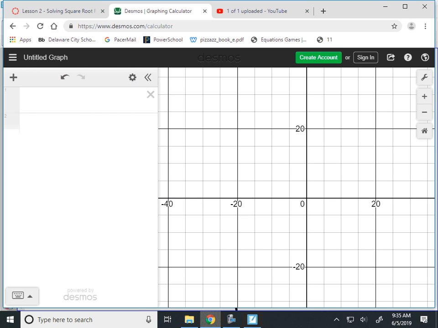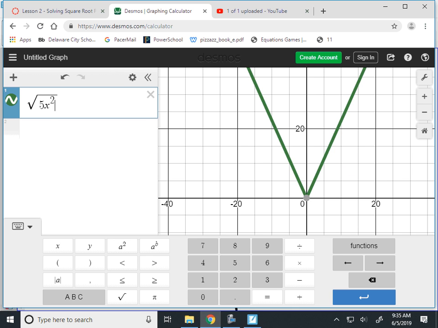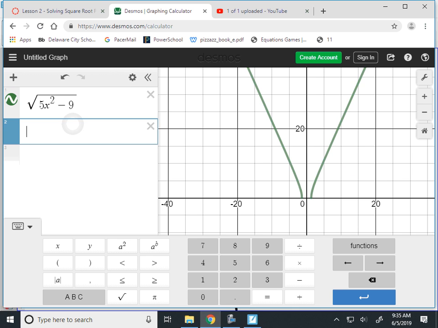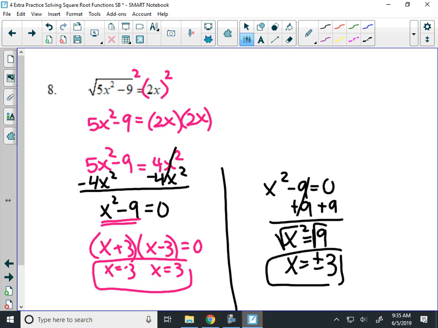So I'm going to graph the left-hand side, the square root of 5x squared minus 9. And then the right-hand side on the next line, 2x. Oh, it looks like they only cross once when I type it in. Looks like I have one solution of positive 3. It doesn't look like negative 3 is a solution. So it looks like positive 3 works, negative 3 is extraneous. So you can cross that one off.